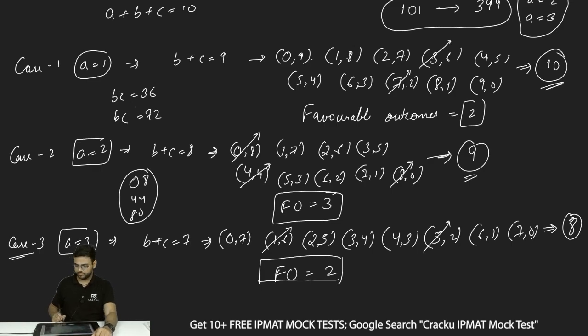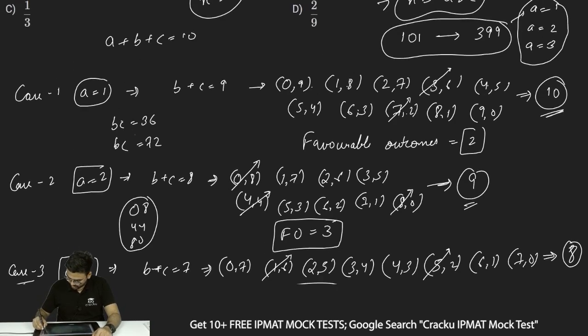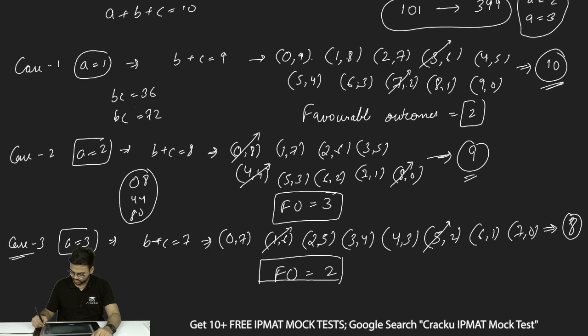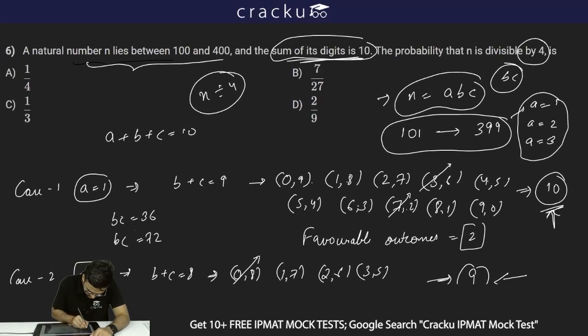Favorable outcomes will be 2. Now if I consider all 3 cases, what are the total outcomes? Total outcomes are 10 plus 9 plus 8. So I will write it here. Total outcomes is 10 plus 9 plus 8, which is equal to 27.